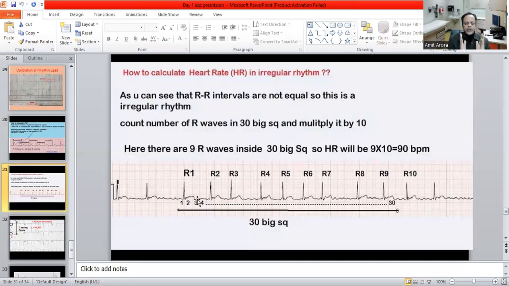So what we have to do in this kind of rhythm: first we have to choose a rhythm lead, that is lead 2, the long lead. That is the significance of the rhythm lead. So what I have done, I just calculate 30 big squares from anywhere. You can start from anywhere you want. For convenience, I have started calculating the number of 30 big squares: 1, 2, 3, 4, 5, 6, up to 30. And I have drawn a line from here to here. Now I will calculate the number of R waves appearing between these 30 big squares.